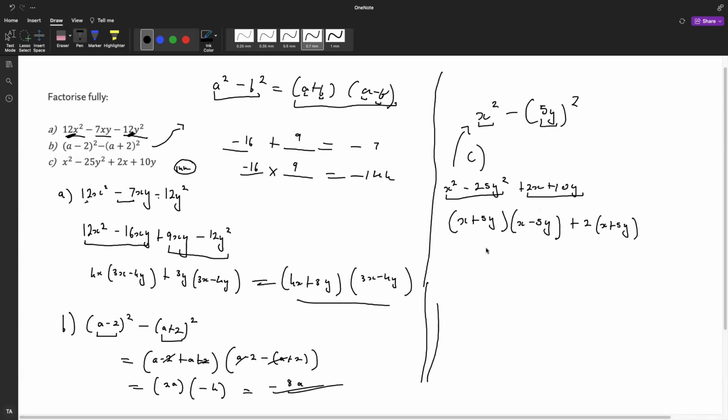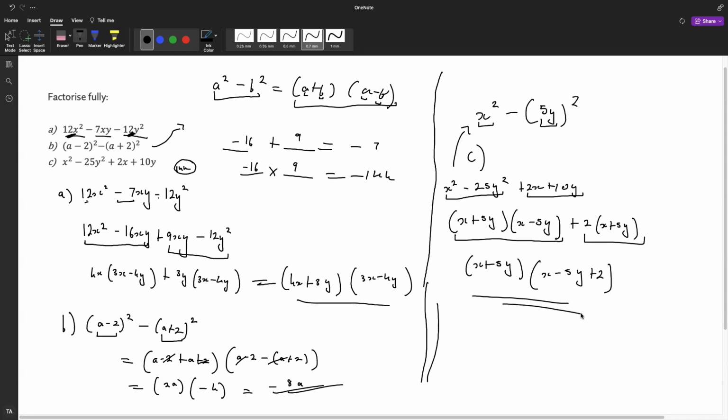Now, essentially what we can do is treat these as two separate expressions. So we can treat this as one expression, and this as one expression. And if you can see, in both of them, we have x plus 5y as a common factor. So if we take out that common factor, x plus 5y, then inside the brackets, we have x minus 5y left over. And over here, we have plus 2 left over. And that's our final factorized form for question C.